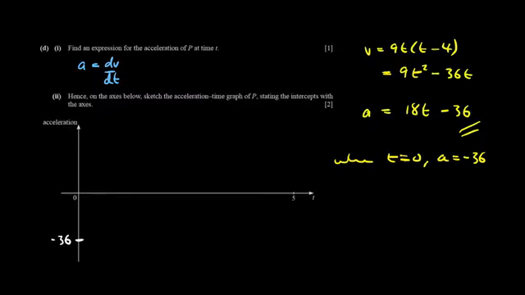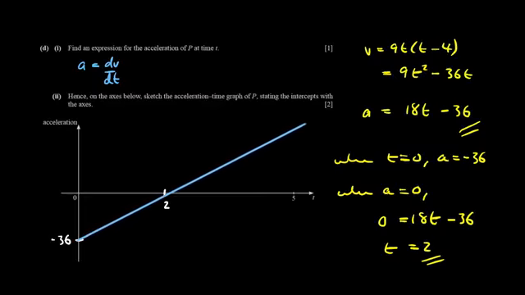What's the x-intercept? Well, the x-intercept is going to be where a is equal to 0. So when a is equal to 0, sorry about the bad writing, 0 is equal to 18t minus 36. So 36 is equal to 18t, so t is equal to 2. So we're going to label that point there, and call that 2. And so our line is just going to go straight through like that.